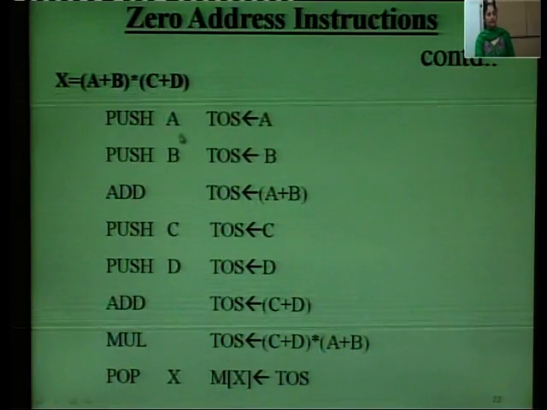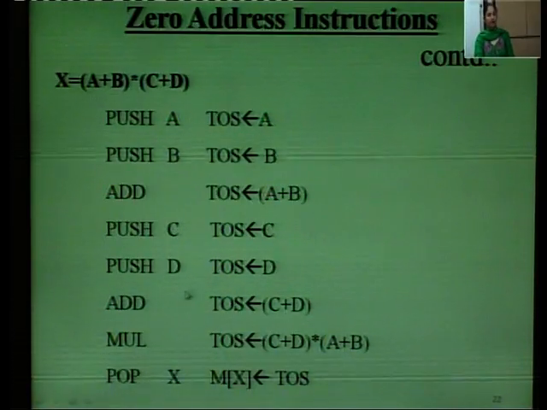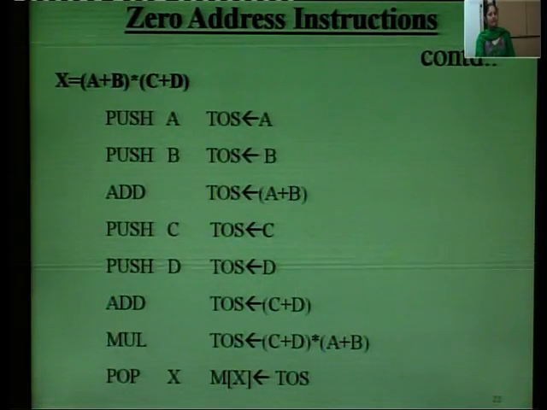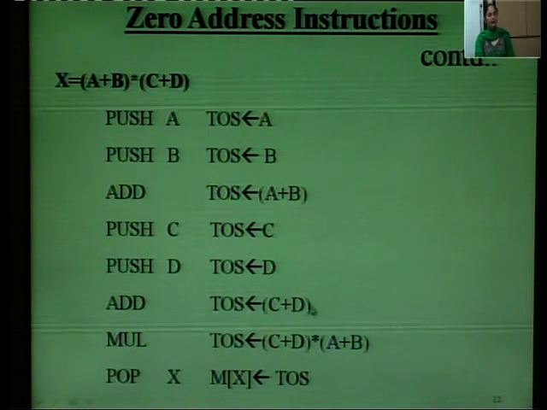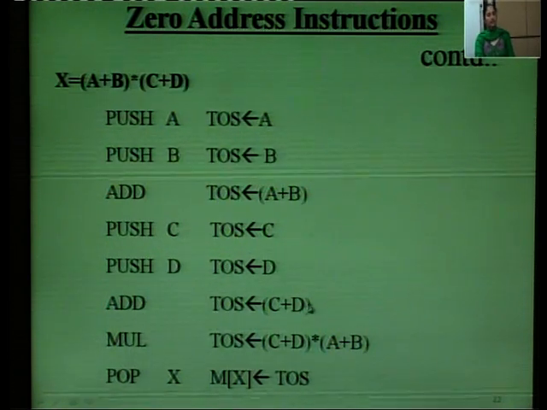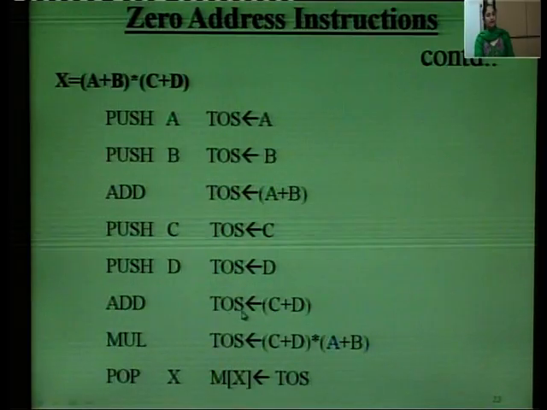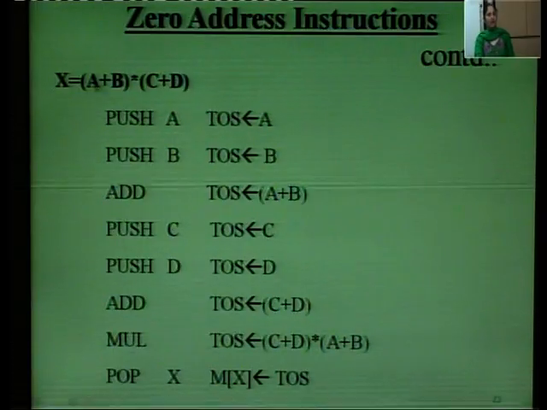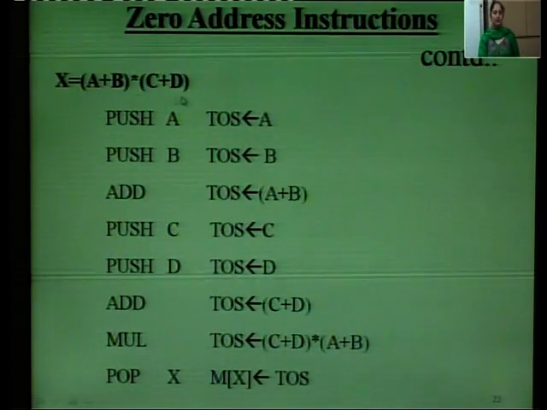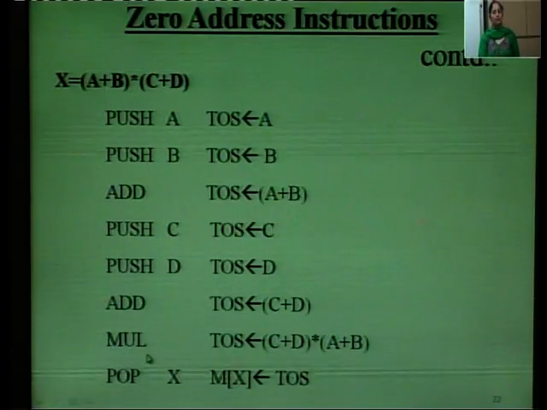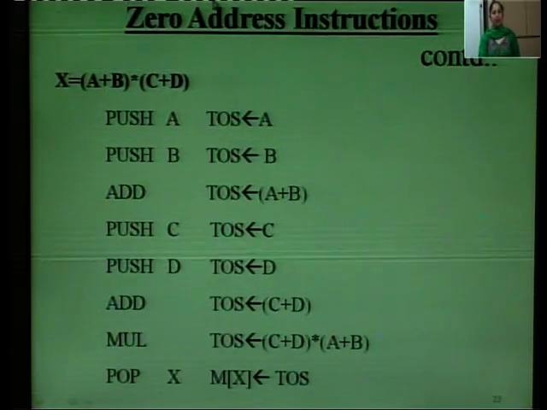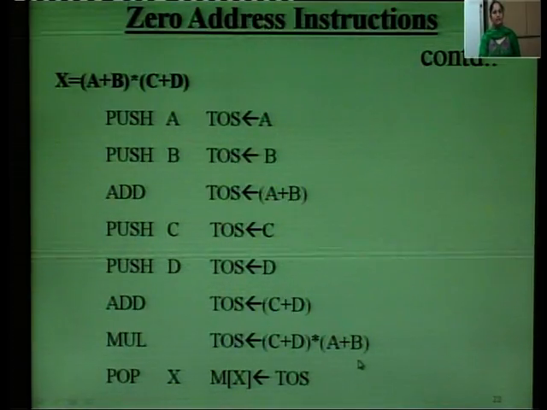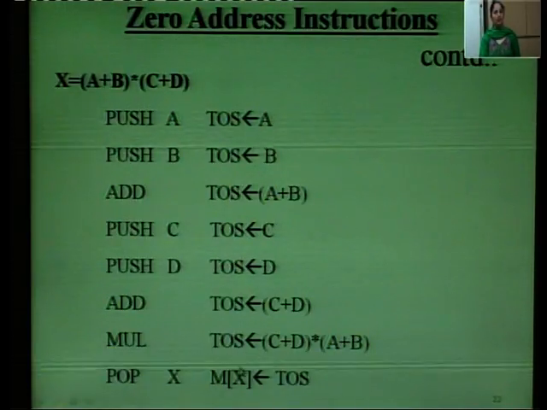Next push C and push D. Here the top item on the stack is now D. Then add, and after adding C plus D, the result is on the top of the stack. Here again A plus B into C plus D. After adding A plus B and C plus D, the instruction multiply, MUL, is used, and now the result of C plus D into A plus B is stored on the top of the stack.